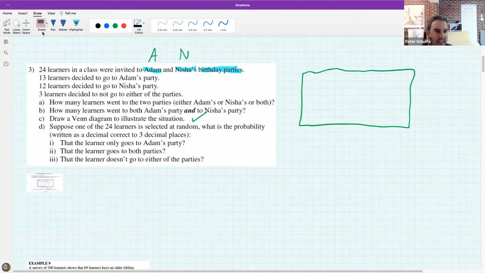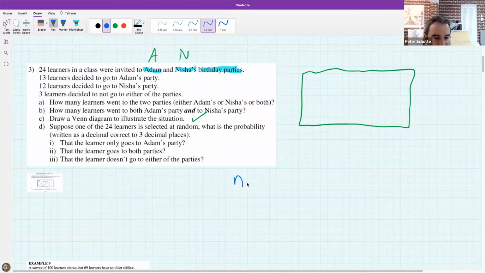Now, it says, okay, it's actually kind of hard at this stage. It says 13 went to Adam, 12 went to Nisha, 3 learners decided to not go to either of the parties. So do you think there are some students who went to both parties? That's what I want to ask you guys. How would you figure that out? Because our Venn diagram is going to be affected if there's somebody who went to both parties, but at the moment, it's not clear how that would work.